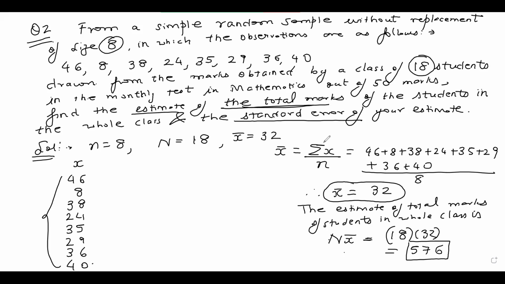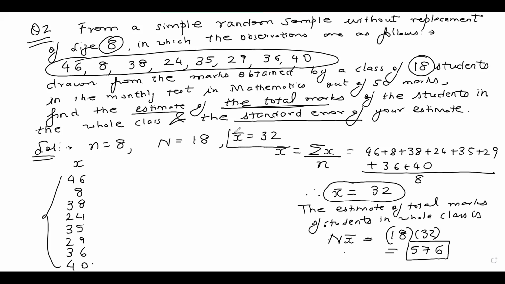Remember, how do you get the total? The total is nothing but the population size multiplied by the mean from the sample. From this sample, the mean I got was 32. If I multiply 32 by the population size, because the population contains 18 students, I get the estimate of the total marks of the students in the whole class, which is 576. So I've solved for the first part. This was the answer to part A.